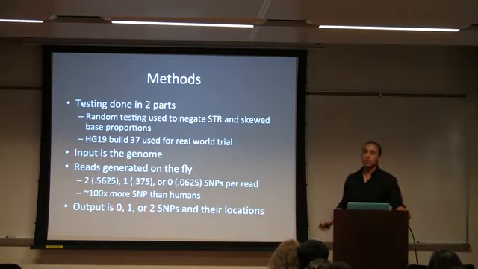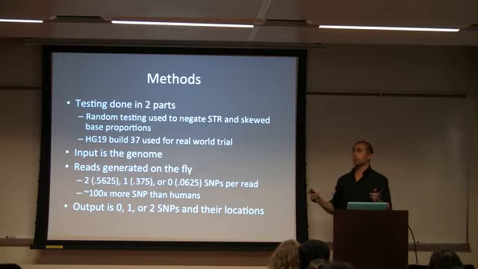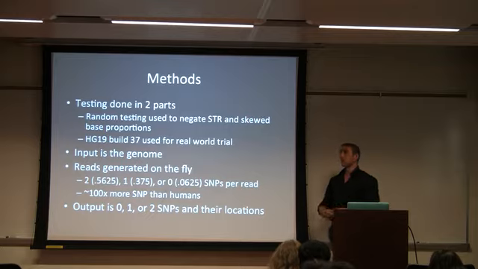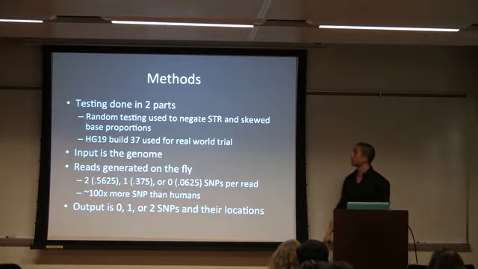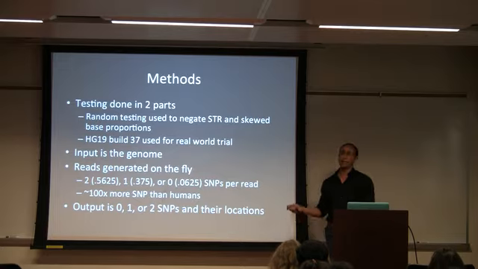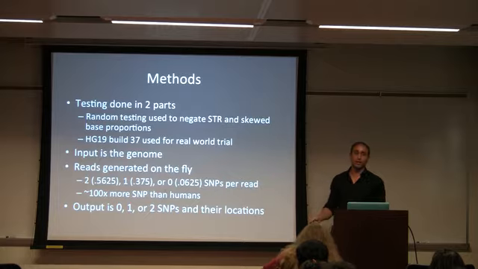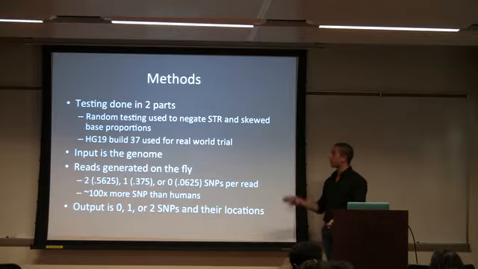My testing was done in 2 parts. The first part used random data so that we can determine the effects of the size of your genome on your performance. The second part actually used the human genome, hg19 build 37, in order to validate this. And this has some important implications. Like we looked at with the last one, using simulated data gives you nicer results than using real-world data. So the input was the genome itself.